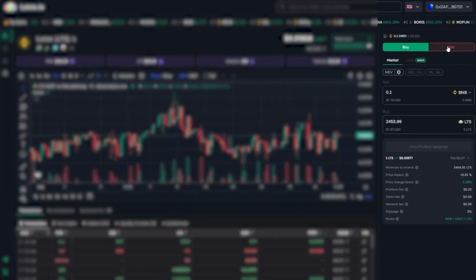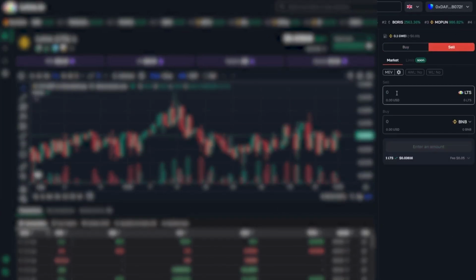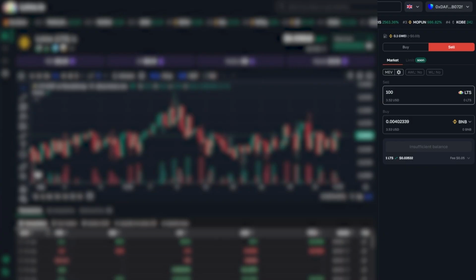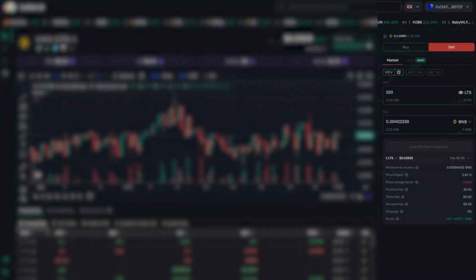All the same parameters are available when selling tokens. The Sell tab, like Buy, gives you full control over the trade and protection from price fluctuations.